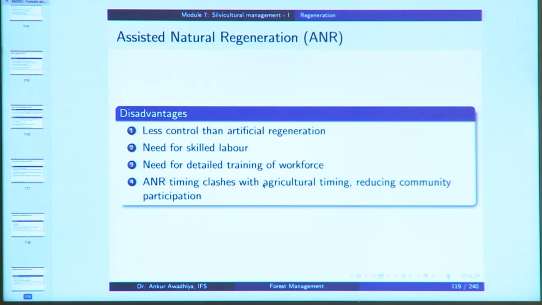The disadvantages are that you have less control than artificial regeneration. There is a need for skilled labor, there is a need for detailed training of the workforce, and the timing often clashes with agricultural timing, which reduces community participation. But if you do not have an adequate amount of community participation for, say, ring weeding or for the use of the board to suppress the grass, then the ANR process may be in jeopardy.